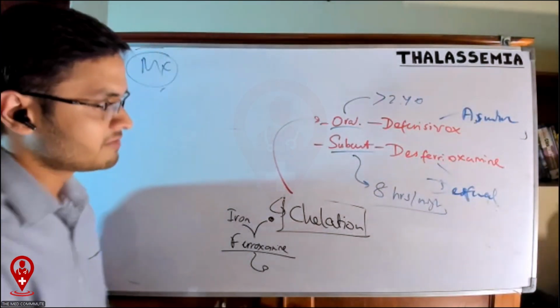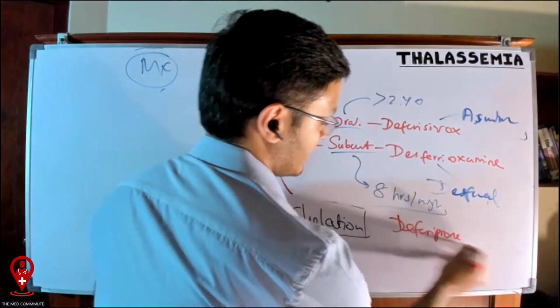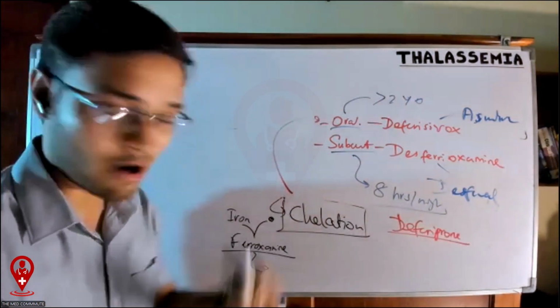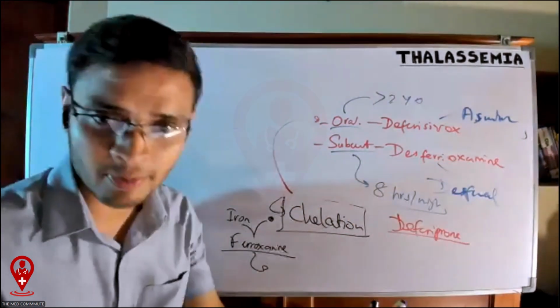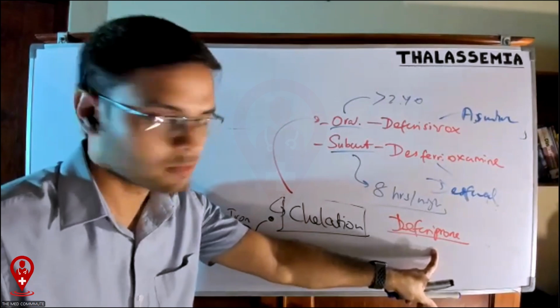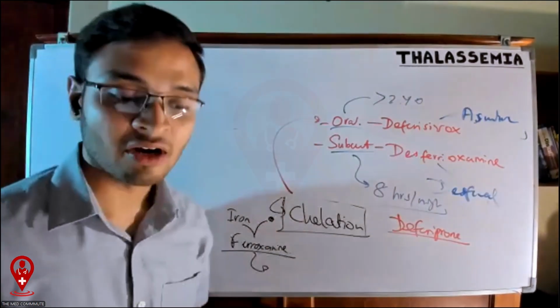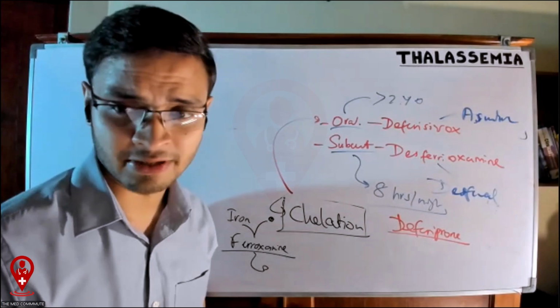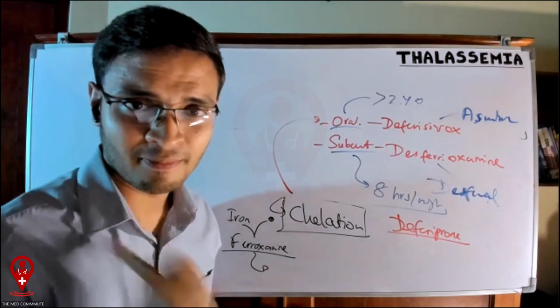Then there is another one, just write it down, called deferiprone. Now, what did we say? One of the side effects of iron overload was that it can go to the heart and cause cardiomyopathies. Deferiprone has been found to be the most effective for patients who require transfusions but have cardiomyopathies. Is this clear up to this point?